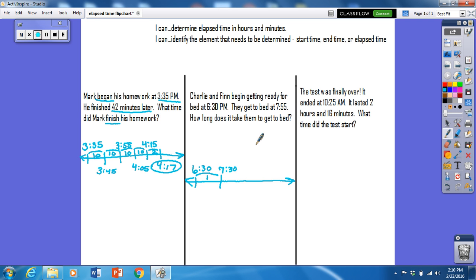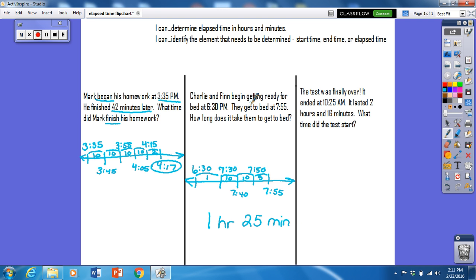Now 7:30 to 7:55, I'm going to again go back to my minutes because I can't go to the next hour. It would be 8:30. So 7:30 plus 10 minutes would be 7:40. 10 minutes, okay? Plus another 10 minutes would be 7:50. I'm getting closer. And then I need to get to 7:55, so that means 5 more minutes. So then I add up my time. 1 hour and 10, 25 minutes.